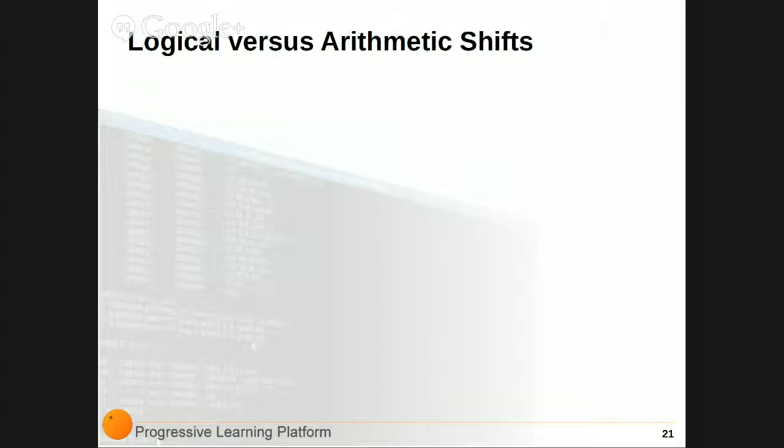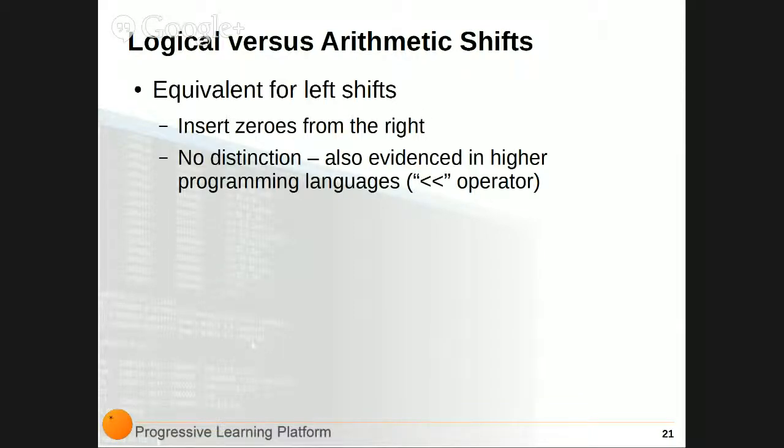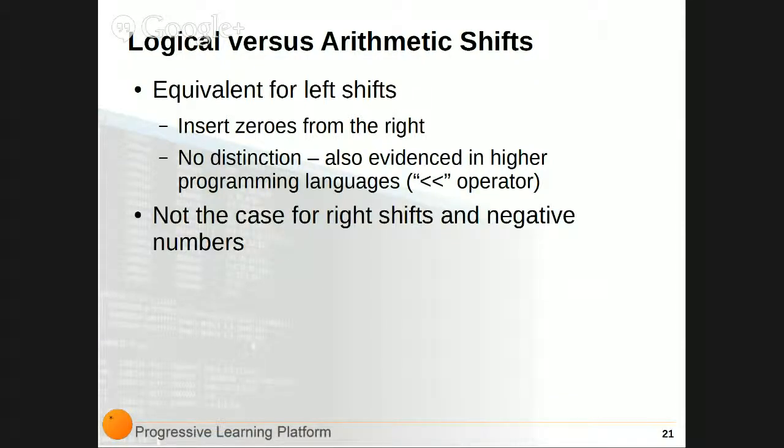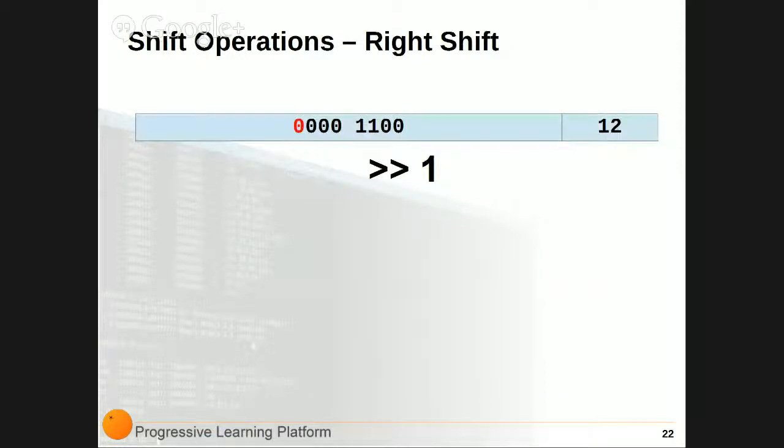Okay. The difference between logical versus arithmetic. For the left shift, it's the same. There's no distinction. When you insert zeros from the right, arithmetically speaking it's still correct, you multiply by 2. Logically speaking, you just insert zeros and shift all the bits left. But for the right shift, this is not the case for negative numbers, because if you shift in zeros on a negative number, you'll get the wrong arithmetic answer. So let's have an example.